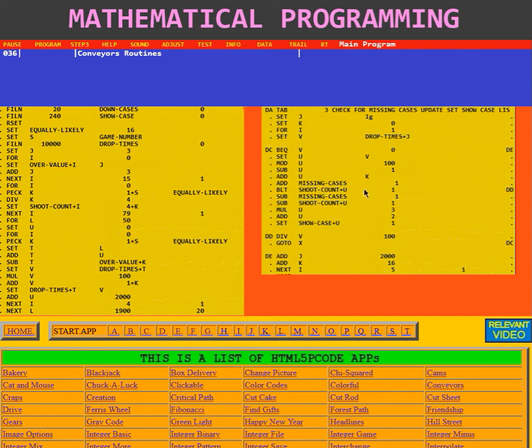However, if there is at least one case on this conveyor, then it adds 1, subtracting it back from missing cases since it really wasn't missing, and also subtracts 1 from that chute sub U, because now it is going to display that there's one less case. It just dropped a case, so there's one less case. Then it has to figure out the beginning position for that in show case. It's going to multiply that value of U by 3, and then add 2 to it.